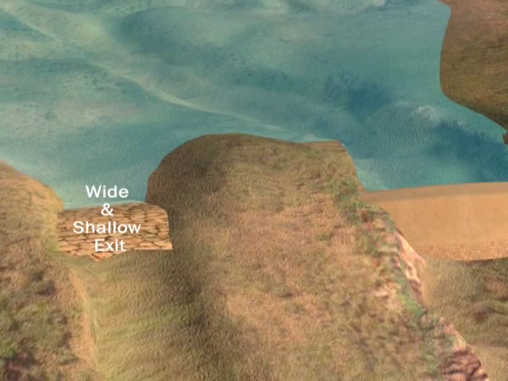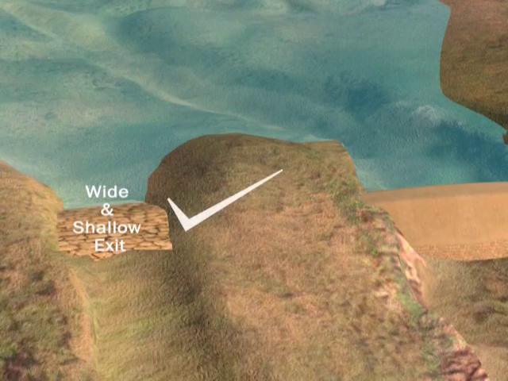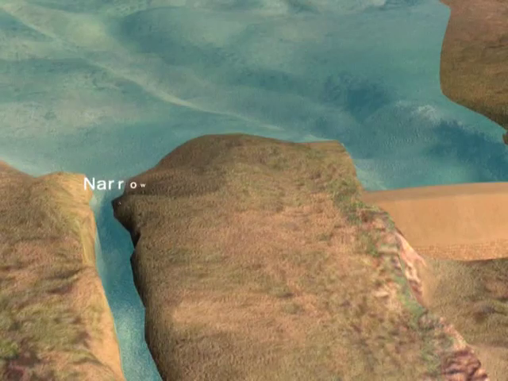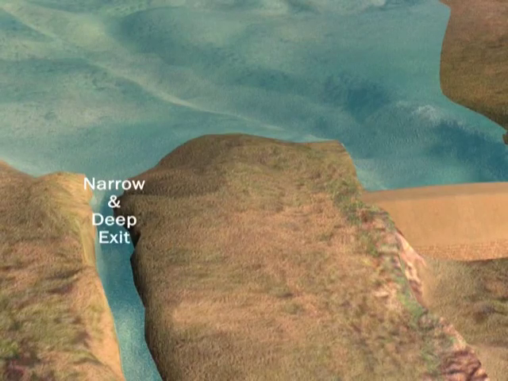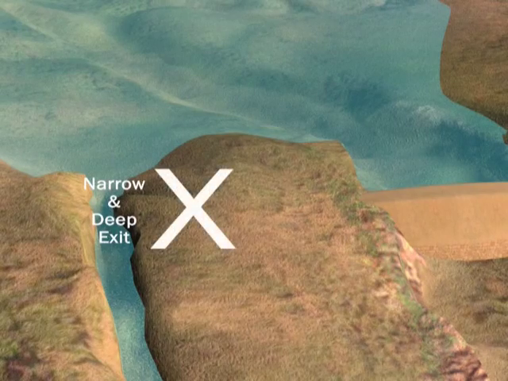Wide and shallow exits are to be preferred to deep and narrow ones because they allow greater storage and minimize erosion.